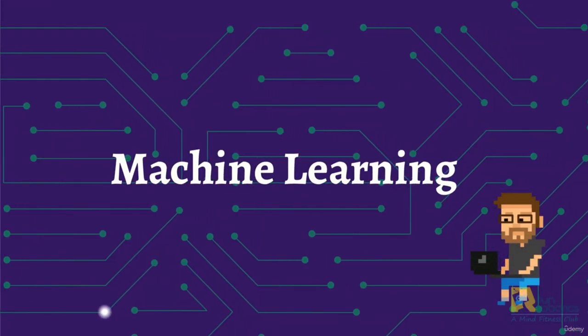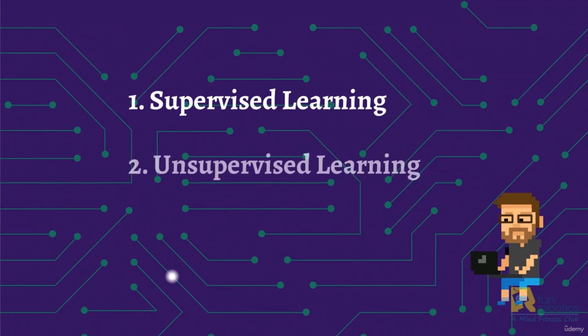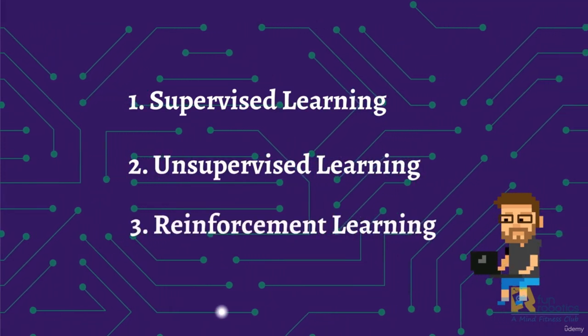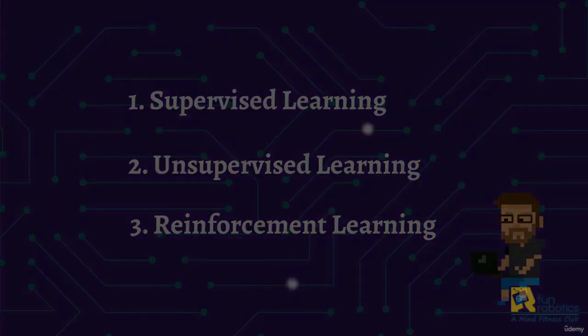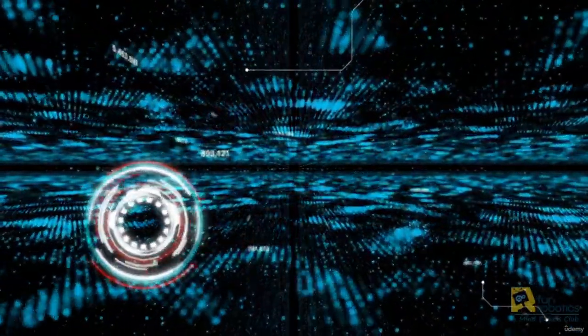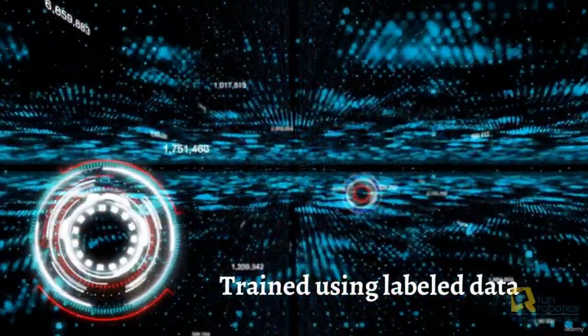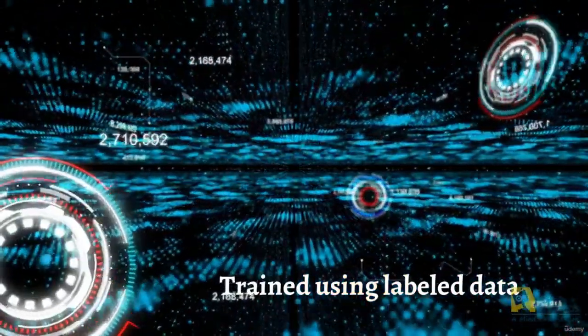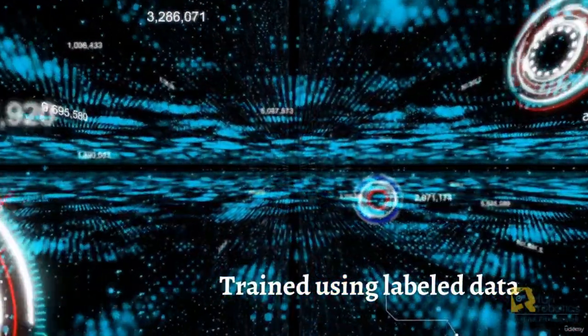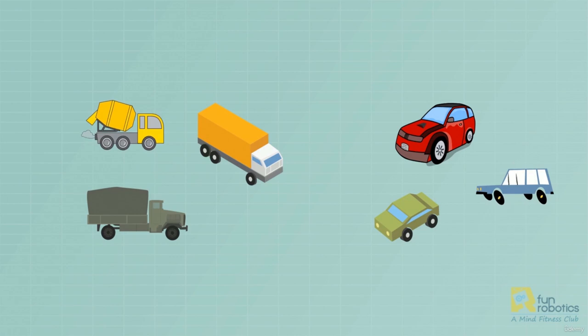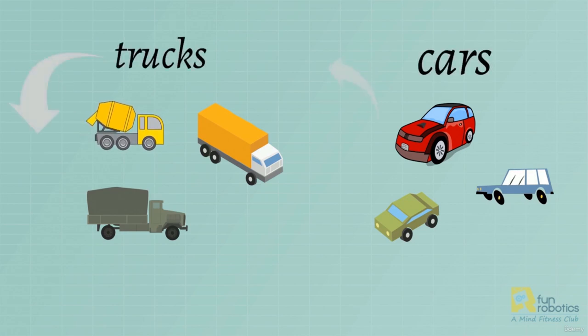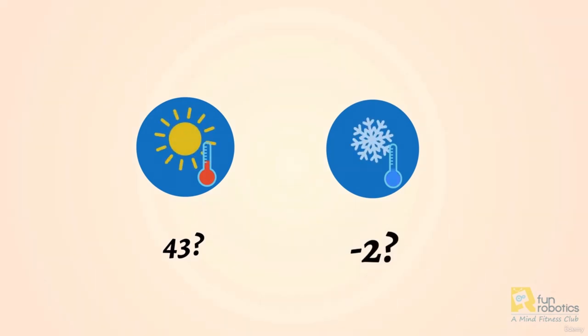So let's get started. We now know that machine learning has three main categories: supervised, unsupervised, and reinforcement learning. Supervised learning was where the ML algorithm is trained using labeled data, and that meant that the inputs and outputs of the provided data are labeled, and the model can predict outputs and classify inputs into known categories, such as classifying images of vehicles into cars or trucks, or predicting the temperature for the next week.